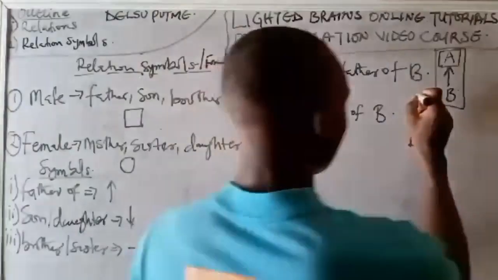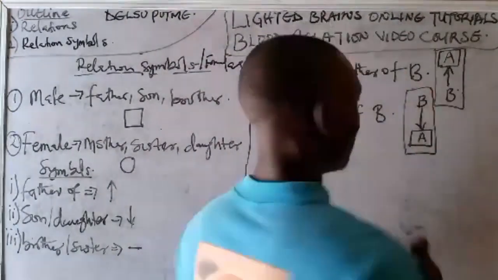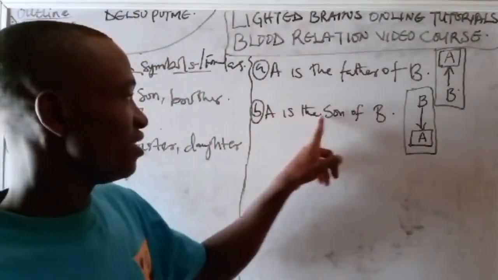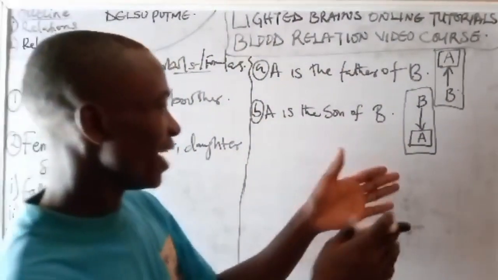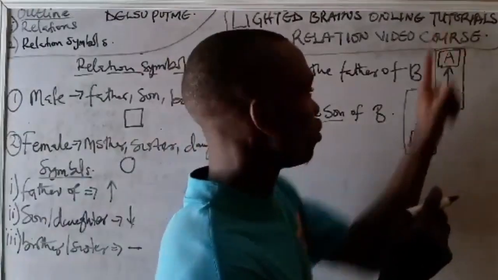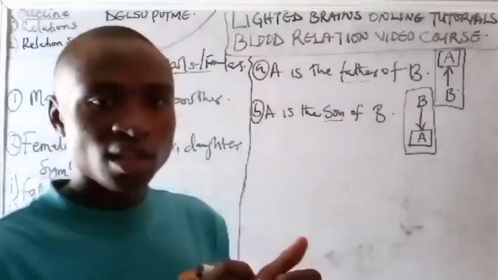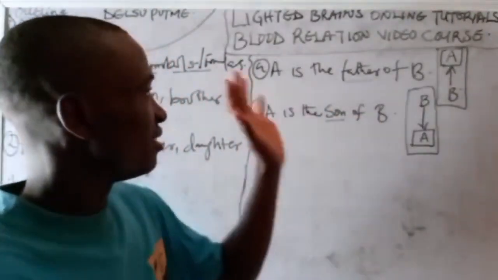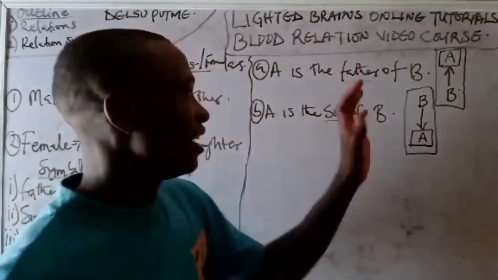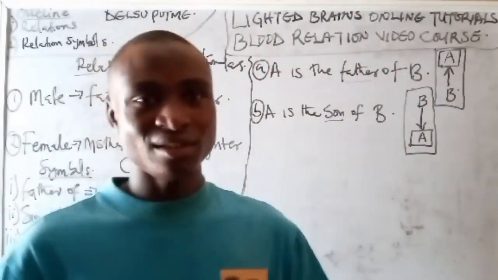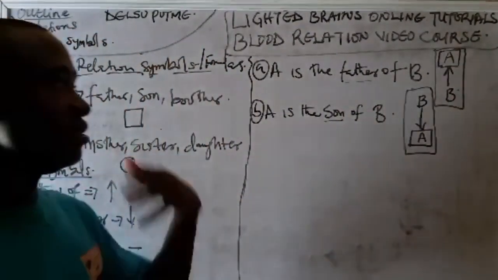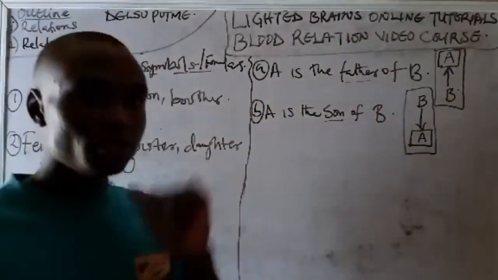Do you understand now? I believe you understand. A is the son of B. Do you understand why the arrow points down? It's because they are talking about son relation. The reason why the arrow points up is because they are talking about father relation. I'm teaching you how to represent this using the relation symbol. Please guys, if you can know what I'm doing, this is very simple, and I believe it's very explicit. If you don't understand, replay the video.